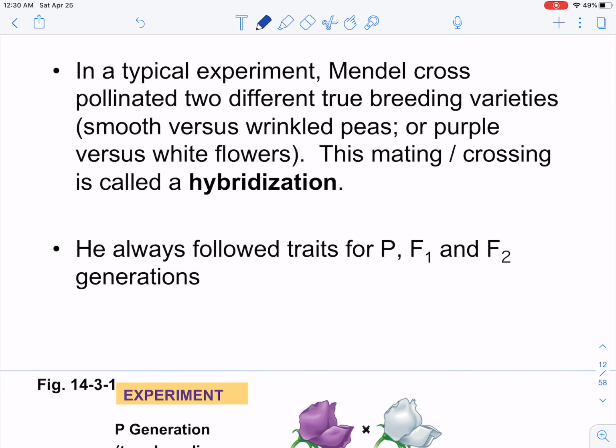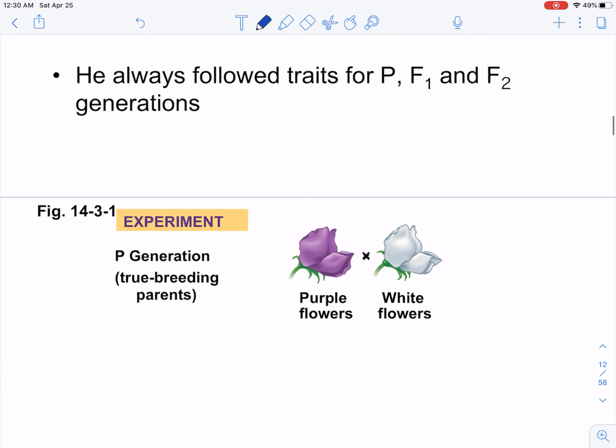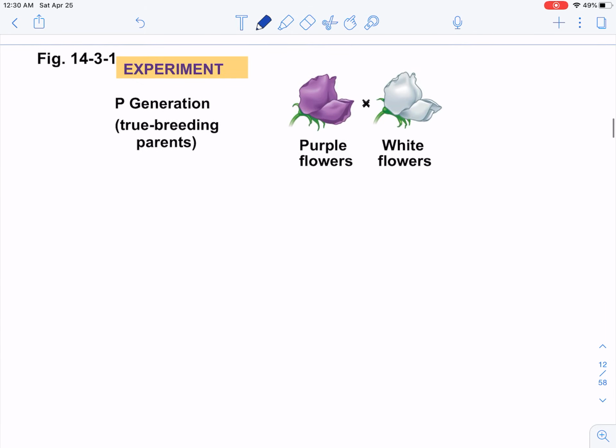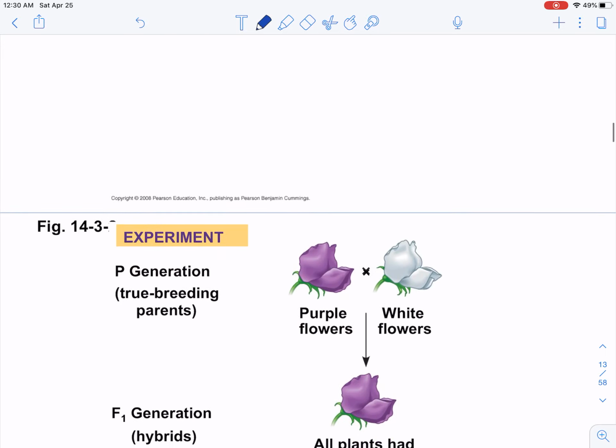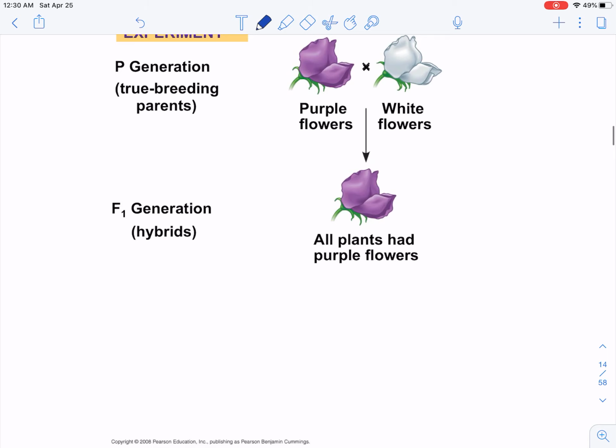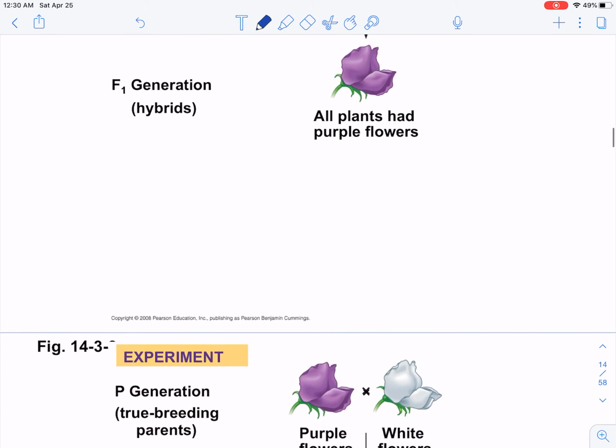So in a typical experiment, Mendel cross-pollinated two different types of plants, and this mating or crossing was called hybridization. He always followed traits for the parental generation, obviously, F1 and F2 generations. Okay, so with the first experiment, the parental generation, he had true breeding plants. That means those plants were homozygous. He had purple flowers versus white flowers, and he crossed them. And he saw what happened with the F1 generation.